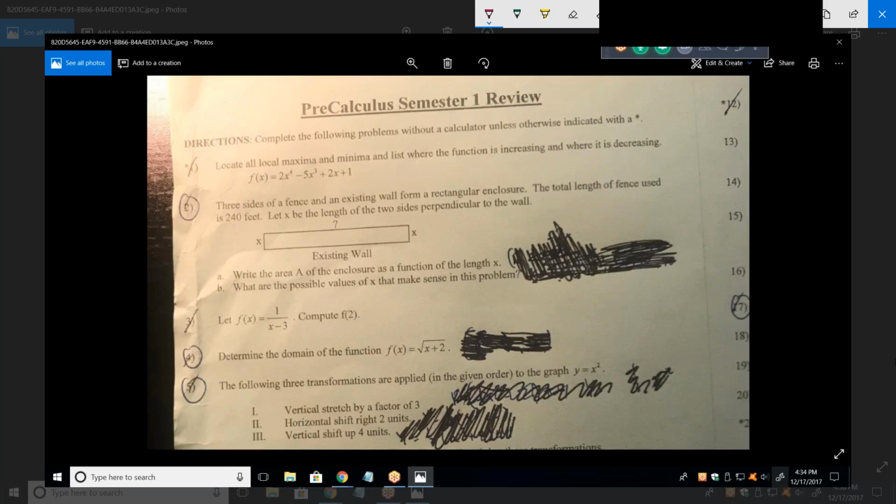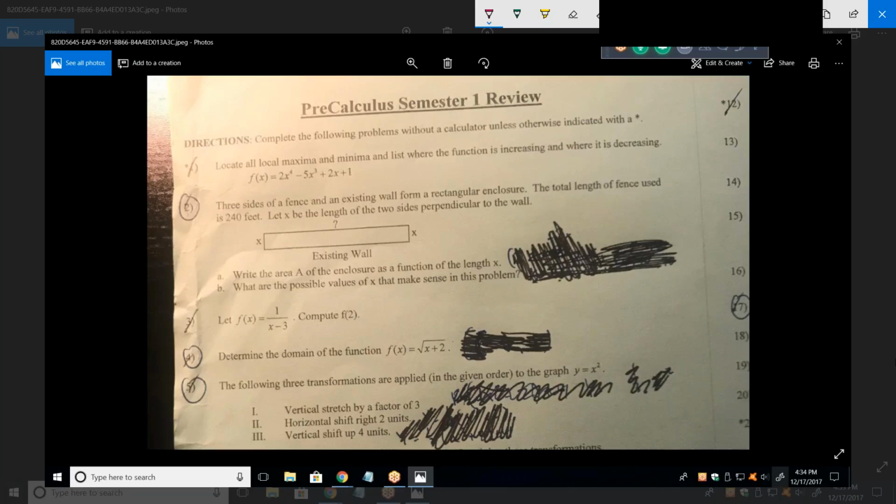What's f of 2 going to be? Isn't it just 1 over -1? Uh-huh. Number 4, what's the domain of that? Isn't it -2 to infinity?